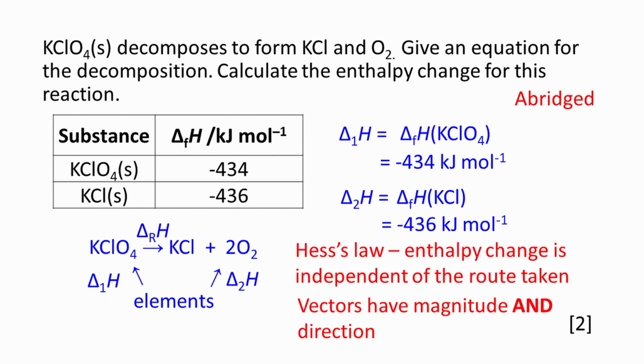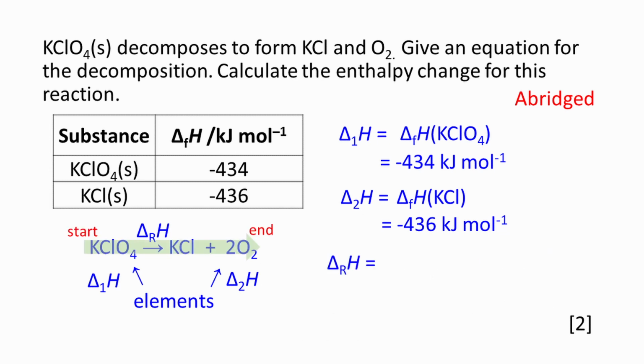To find the enthalpy change for the reaction, delta RH, we can apply Hess's law. Enthalpy change is independent of the route taken. We also need to know that enthalpy changes are vectors. They have magnitude and direction. One route for the enthalpy change that we need to find follows the green arrow. We start at KClO4 and end at KCl and 2O2.